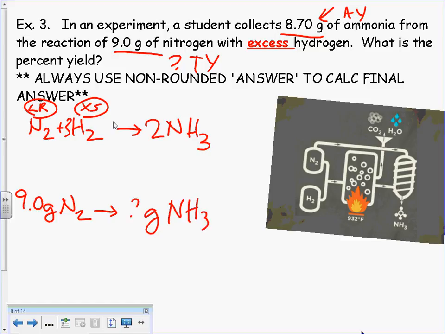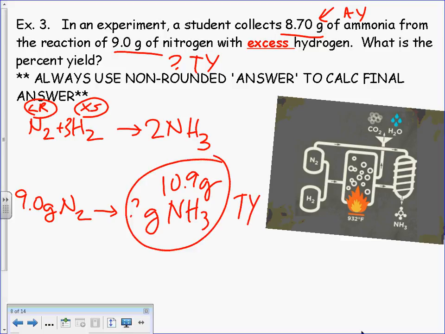So you're going to take grams of nitrogen to what? I'm not going to write this down. To moles of nitrogen to moles of ammonia, and then moles of ammonia to grams of ammonia. So once you get your theoretical yield of 10.9 grams of ammonia, then this is your theoretical yield. Okay, that's your theoretical yield. That is your actual yield.